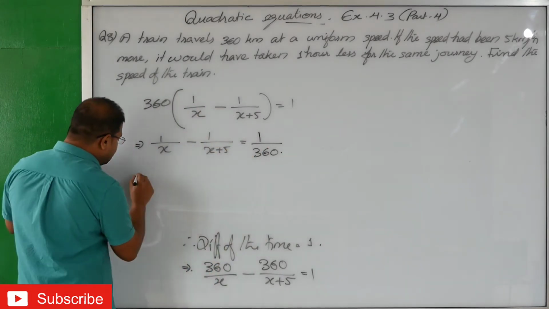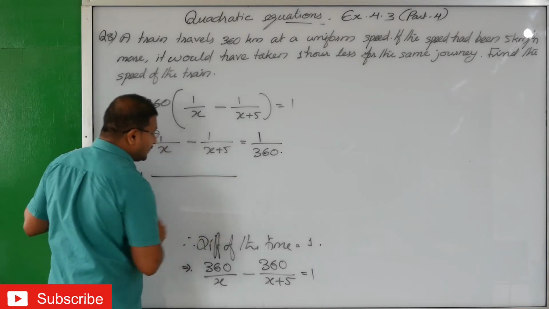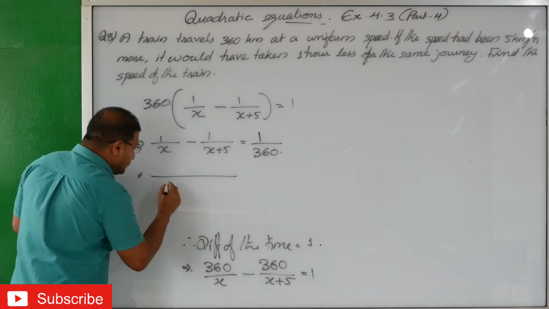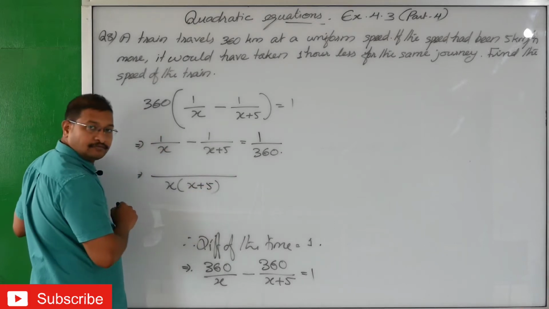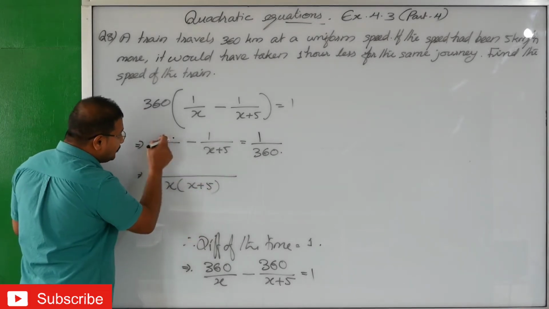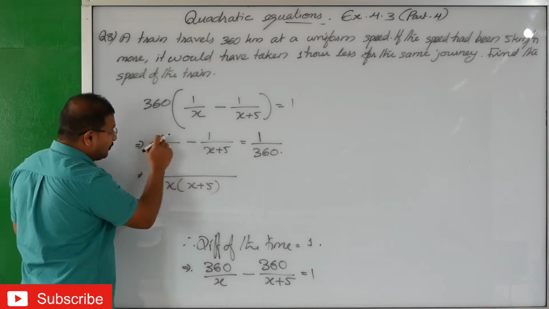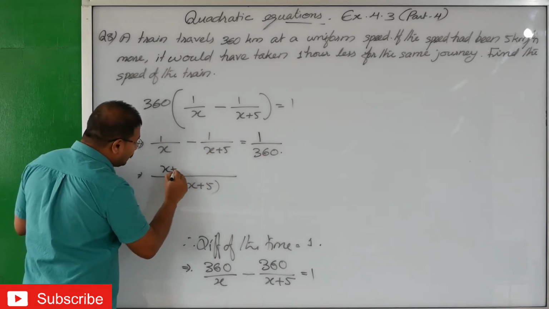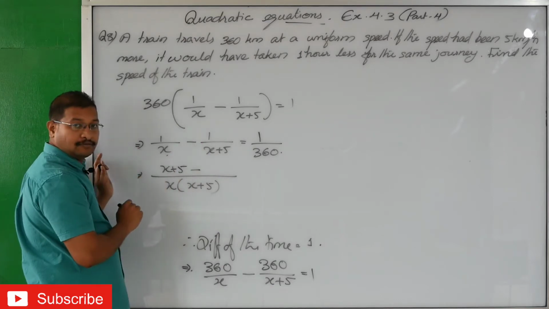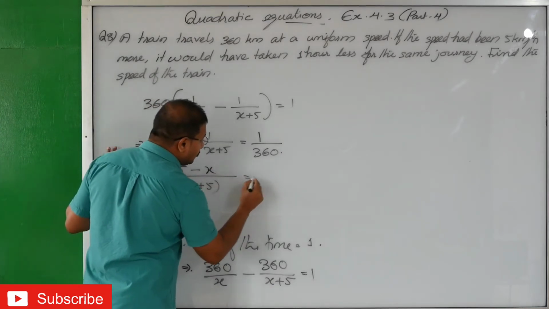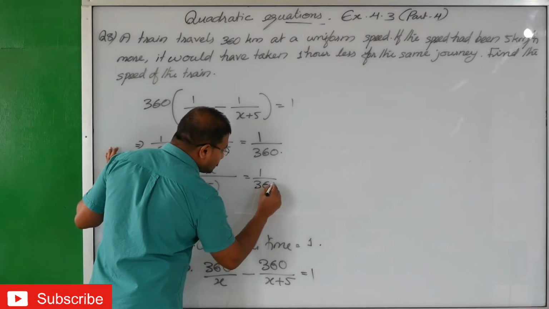Now we'll go for the LCM in this part. What will be the LCM? These two will multiply, isn't it? That means x into x plus 5. After that, what will you do? This will multiply to here. That means what you'll get? 1 into x plus 5, that means x plus 5. Minus this x will go here. That means minus x equals 1 by 360.